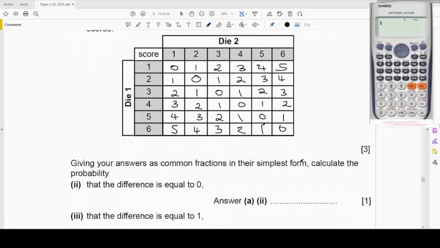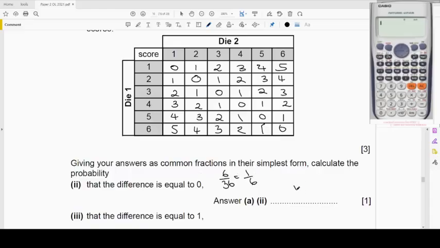Then the next one, giving your answers as common fractions in their simplest form, calculate the probability that the difference is equal to 0. So the probability is just how many zeros do you have out of the total number that you have. So we have 6 times 6. There's 6 times 6 possibilities. That's 36. Then you say, how many zeros do I have? I have 1, 2, 3, 4, 5, 6. So I have 6 over 36, which is 1 over 6.